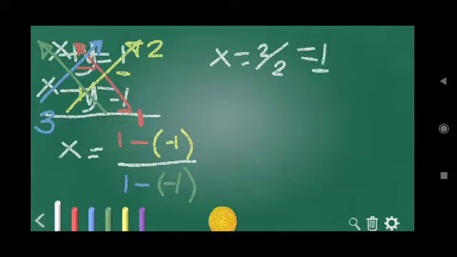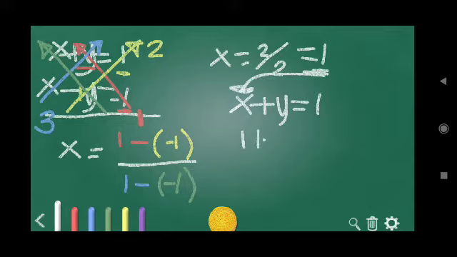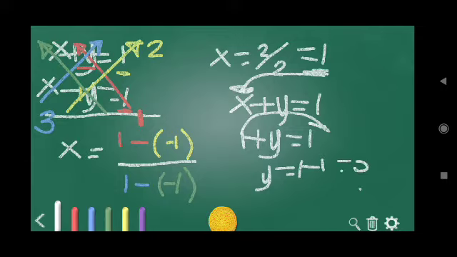Now, since you have the value of x, you can solve for y. So choose any of the two equations, substitute the value of x, that will give you y. If I choose the first equation, I will have x plus y equals 1. The value of x is 1, so substitute: 1 plus y equals 1, then transpose 1, y equals 1 minus 1, which gives you 0.